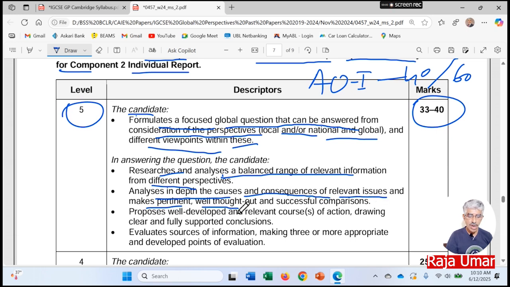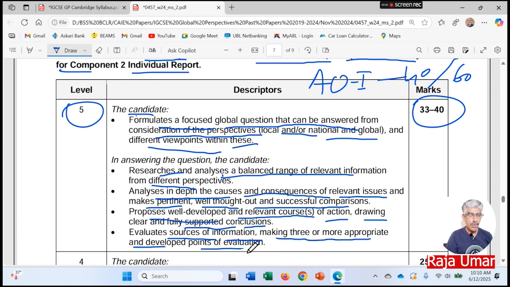Proposes well structured and relevant courses of action, the solution to the issue, drawing clear and fully supported conclusions. Evaluates sources of information, source evaluation already explained while explaining the course, making 3 or more appropriate and developed points of evaluation.